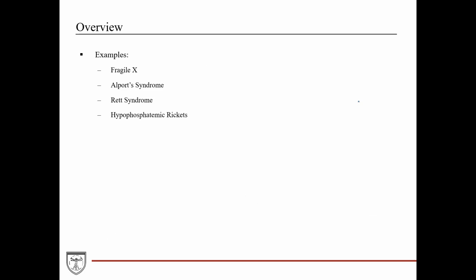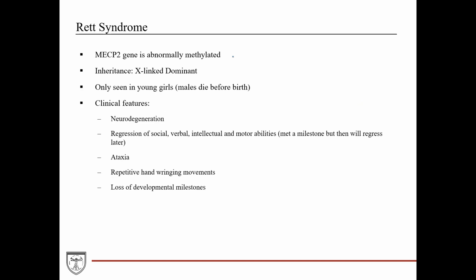All right, so now we're going to go over these 4 diseases that demonstrate X-linked dominant inheritance. So Rett syndrome, this is due to a mutation in the MECP2 gene. And when it's mutated, it's abnormally methylated. This is a gene that's involved in regulating gene expression. So as you'll see, when it's affected, it can have significant devastating effects.